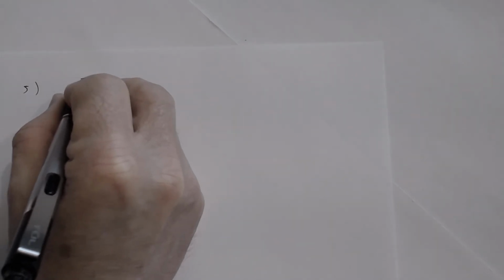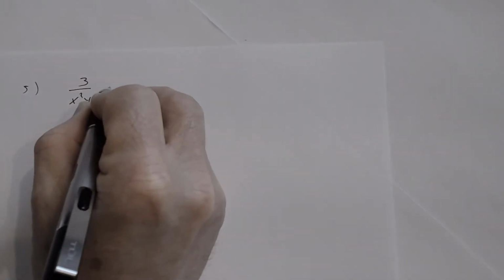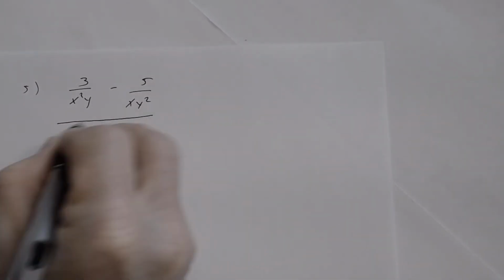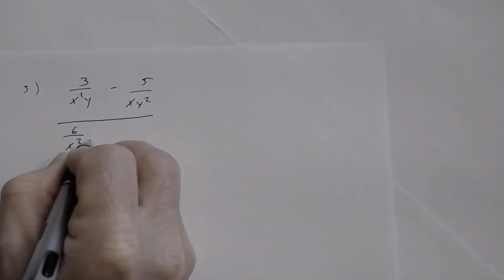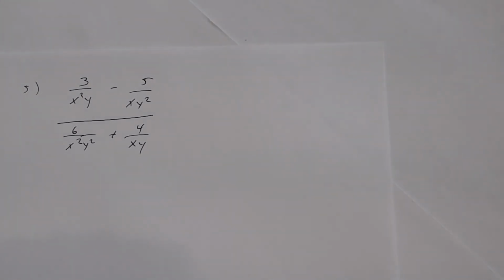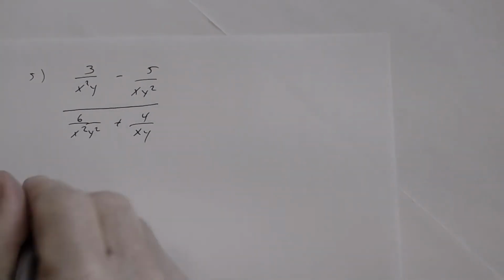So let's look at this problem. Okay, let's do this one. This will be number 5. Let's suppose we had this: 3 divided by x squared y minus 5 divided by xy squared, divided by 6 divided by x squared y squared plus 4 divided by xy. Okay, so let's suppose we had that. Let's do both methods. Method 1.